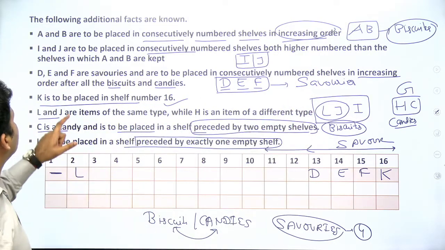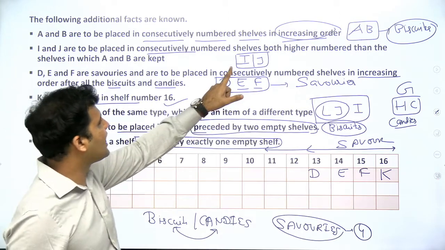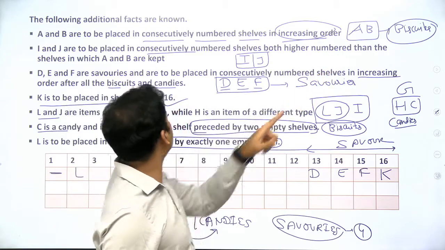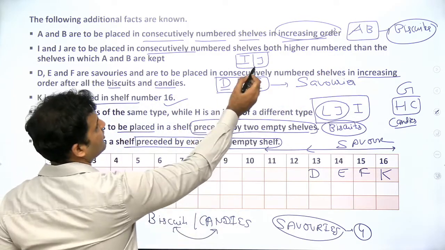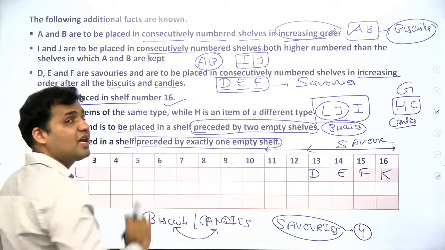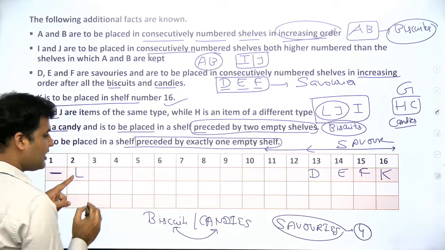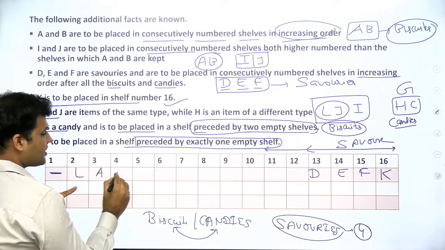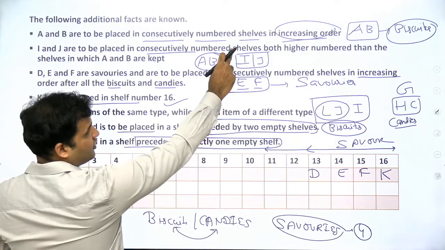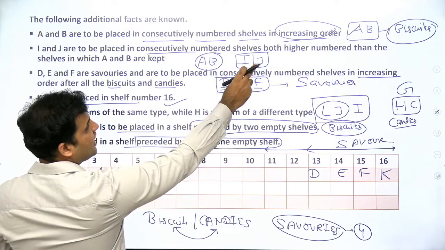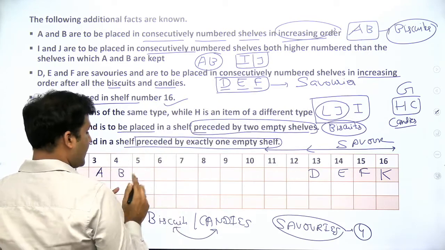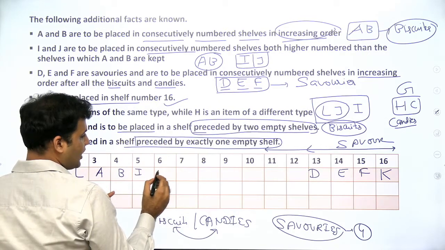And now we know that A and B are supposed to be placed. We also know that I and J are the consecutively numbered shelves, both higher numbered than the shelves in which A and B are kept. So before I and J, it has to be A and B. And A and B are supposed to be in increasing order. So once L is placed, A has to be the next item, B has to be the next item. Now the next 2 items have to be I and J, because it is mentioned clearly that I and J are supposed to be arranged on shelves higher than A and B. So it would be either I over here or J here.